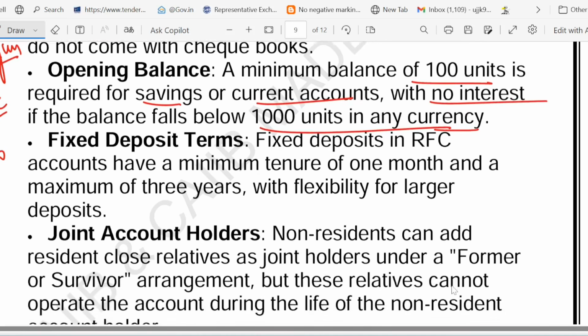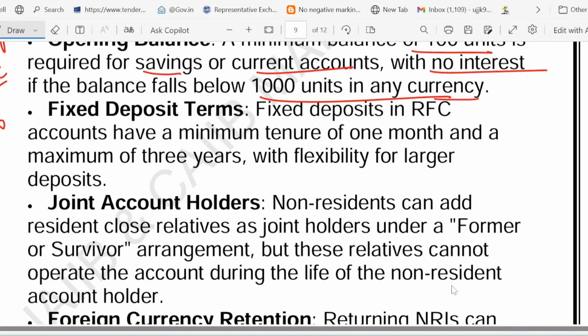What about the fixed deposit term? See, it is either 1 month to 3 years, right? The minimum tenure is 1 month. So if you want to open an FD account in RFC, you have to operate it for a minimum of 1 month, and maximum it can go up to 3 years. For example, Mina locks in 20,000 euro for 1 year at 2.5% instead of converting to INR immediately.